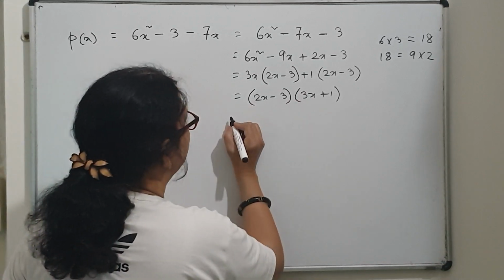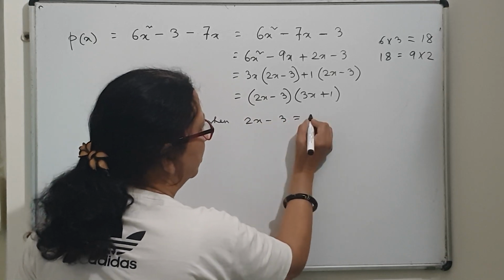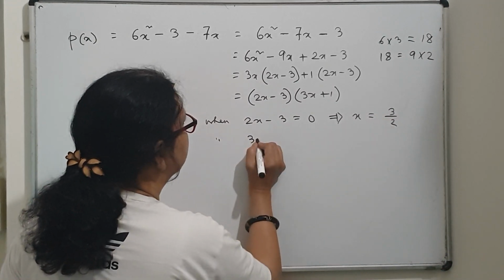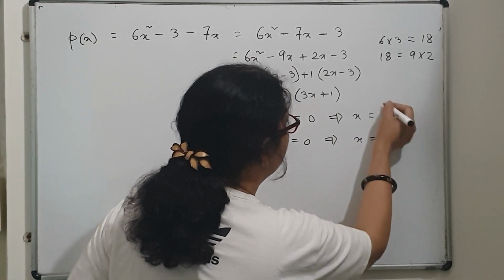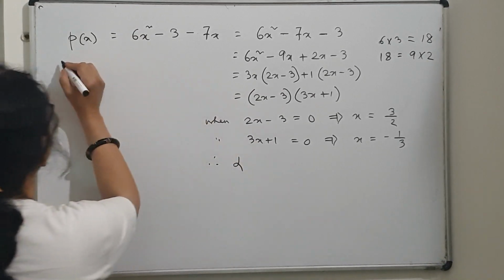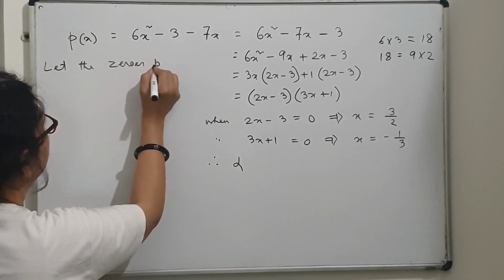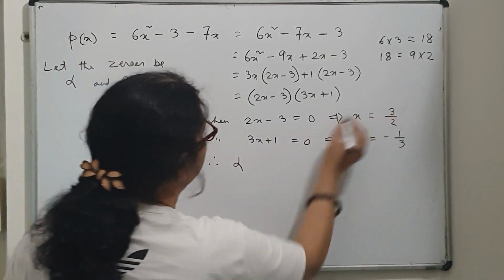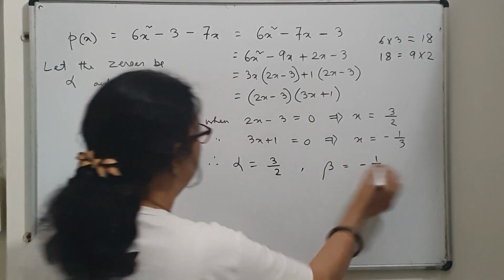When I equate the first one, 2x minus 3 is 0, the value I get is 3 by 2. And when 3x plus 1 is 0, I get x equal to minus 1 by 3. So these values are the zeros. Let the zeros be alpha and beta, that you have to write first. The first zero, alpha, will be 3 by 2 and the other zero, beta, will be minus 1 by 3. So first of all, I have found the zeros.